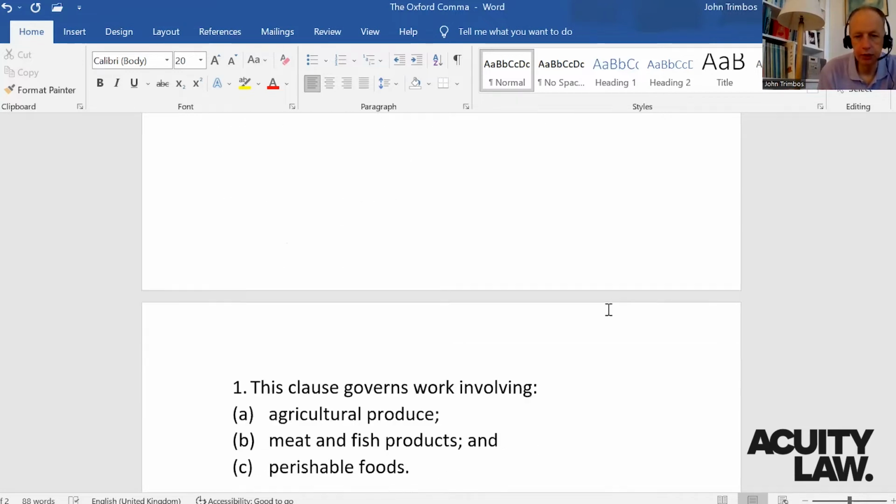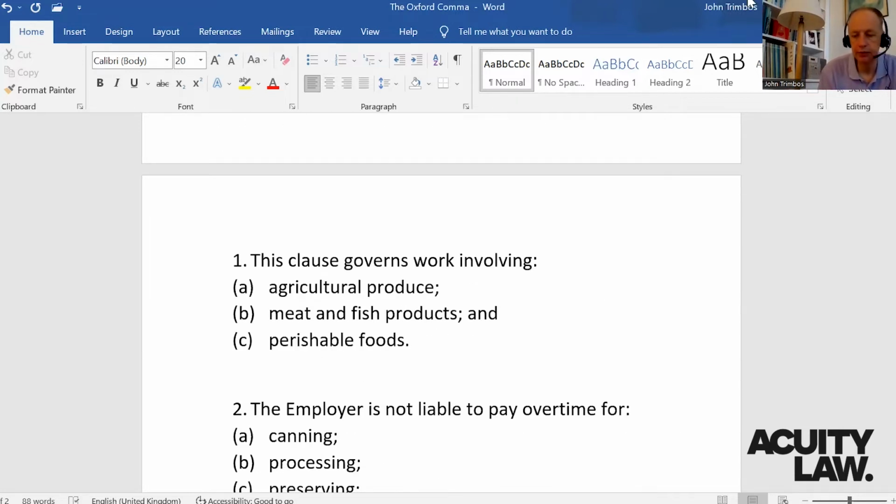And also, I would split it up, because again, if you've seen programs 1 and 2, you will know that I'm an advocate of short, clear sentences and following the general mantra, expressing just one main idea per sentence. And that way I would split it up. So sentence 1 gives the overall scope for the clause. This clause governs work involving agricultural produce, meat and fish products, and perishable foods, but finish it there, say no more than that, full stop.